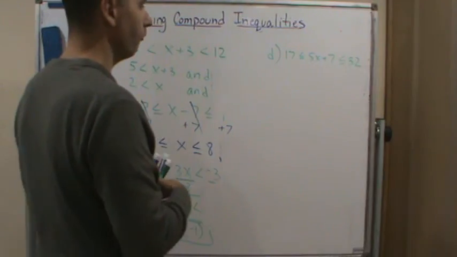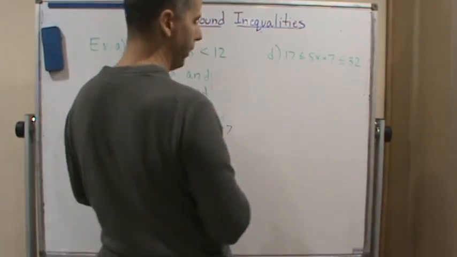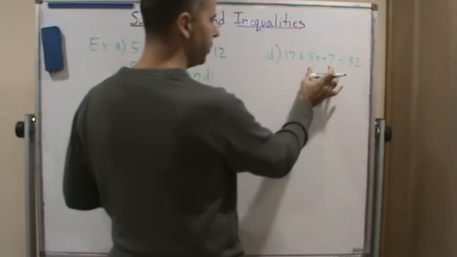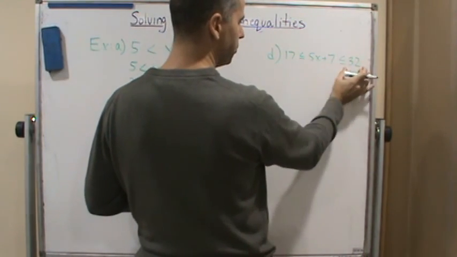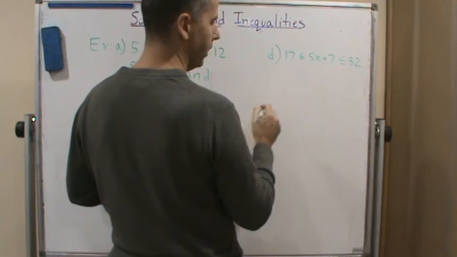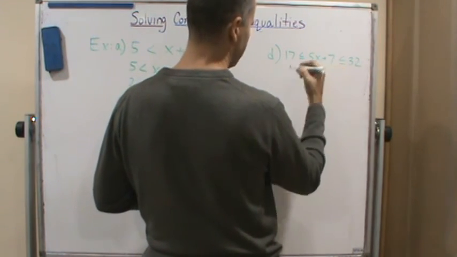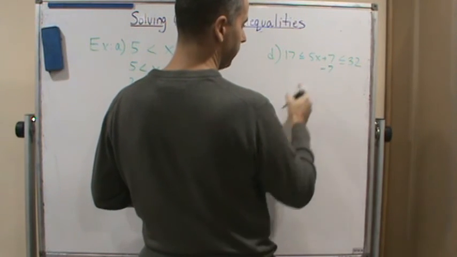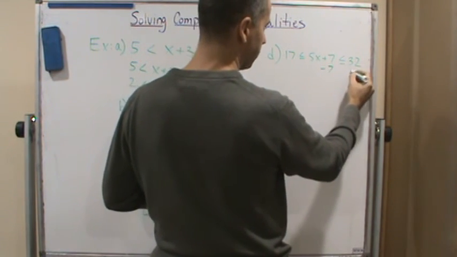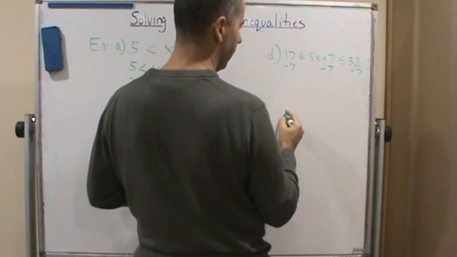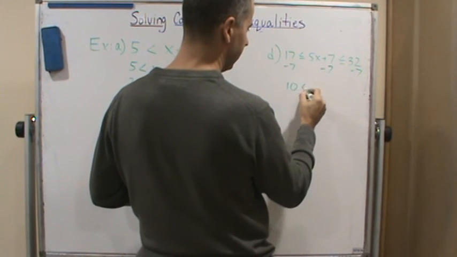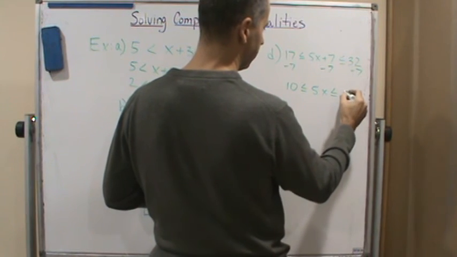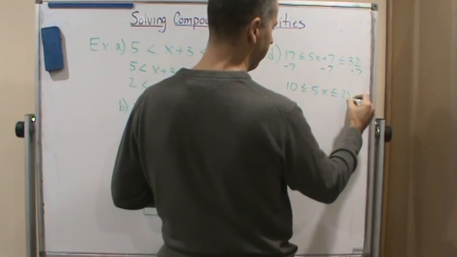Now we've got a couple things going on here, right? But again, you just solve it the same way. Whatever you do to the middle, you got to make sure you do to both sides. So I'm going to subtract 7, right? Because I'm getting rid of the 7, so I'm going to subtract 7 from all sides. So that gives me 10 is less than or equal to 5x, which is less than or equal to what? 25.